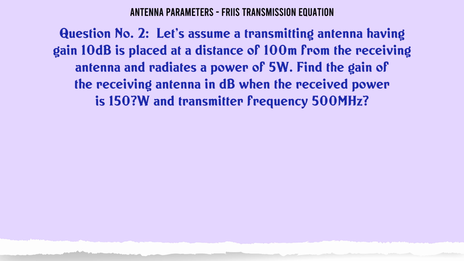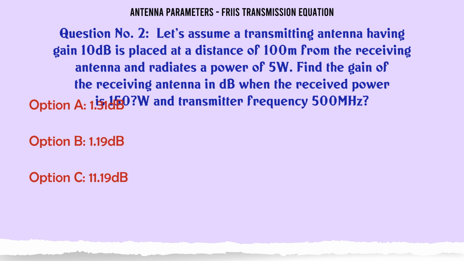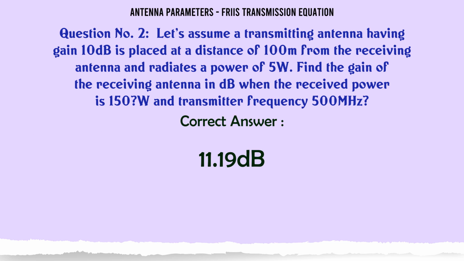Let us assume a transmitting antenna having gain 10 dB is placed at a distance of 100 m from the receiving antenna and radiates a power of 5 watts. Find the gain of the receiving antenna in dB when the received power is 150 watts and transmitter frequency is 500 MHz. A, 1.31 dB; B, 1.19 dB; C, 11.19 dB; D, 13.16 dB.